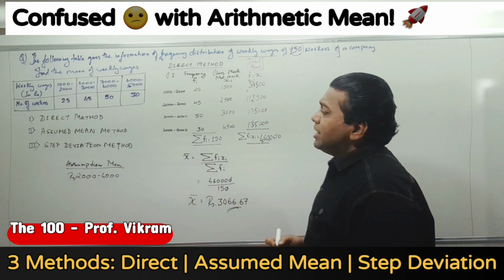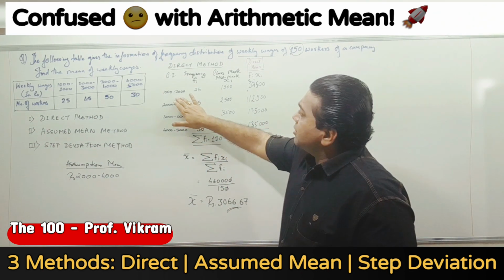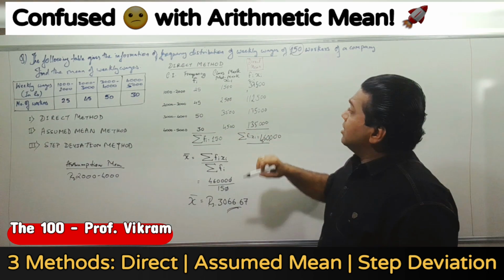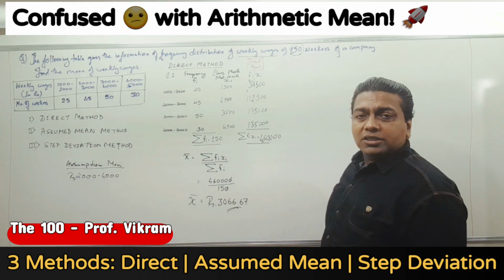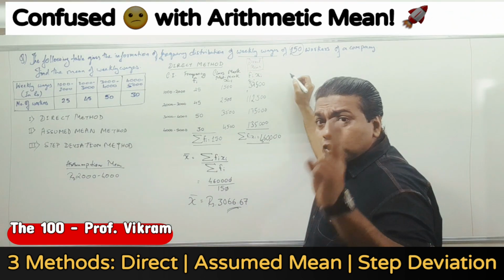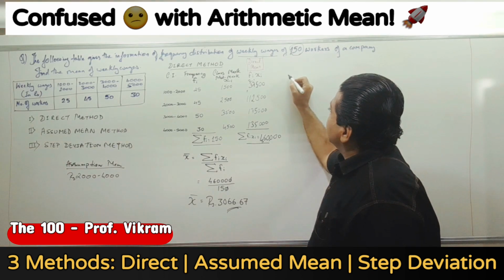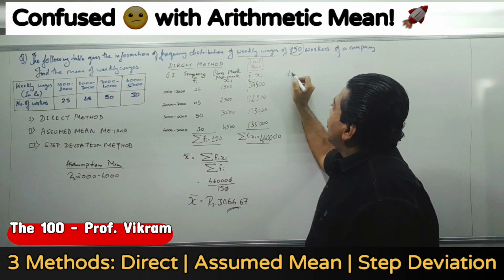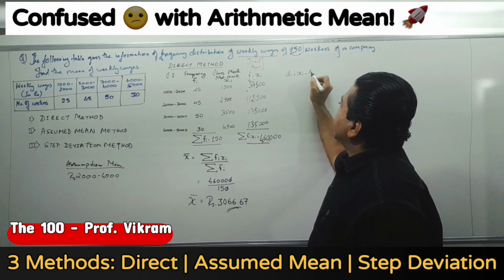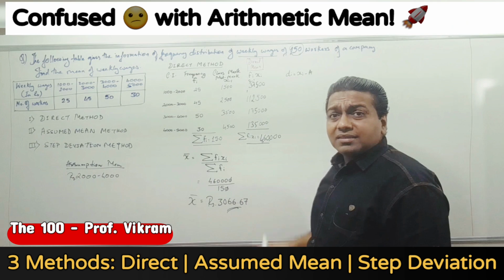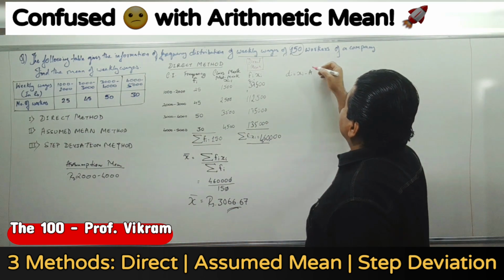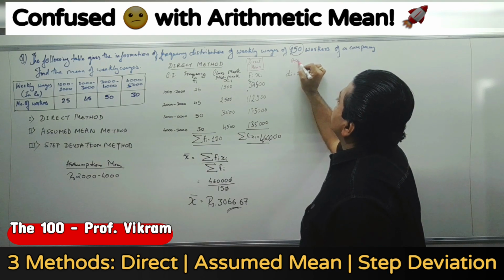So in assumed mean method, what happens? The first three columns remain the same: your CI, frequency, class mark. But this FiXi column will not come in assumed mean method. Instead of FiXi, I'll be introducing two columns. One is the value of di. di is equal to xi minus a. Now what is this a? This a is nothing but the assumed mean.